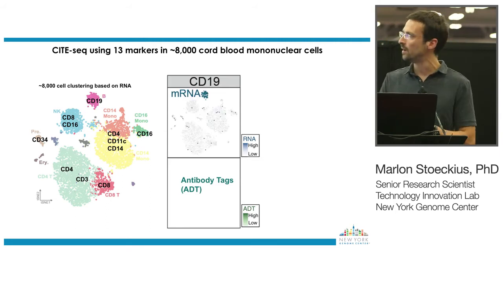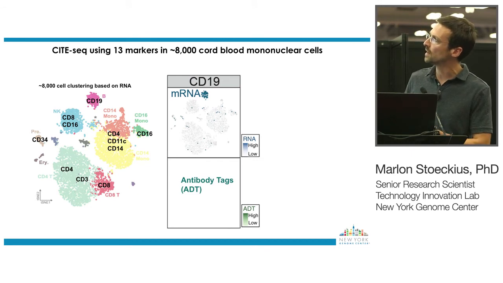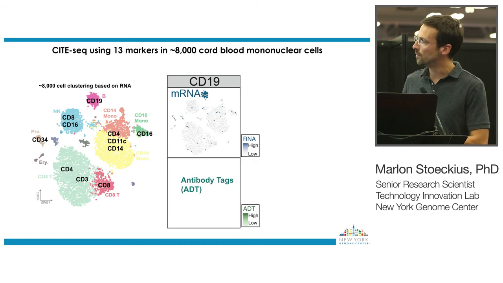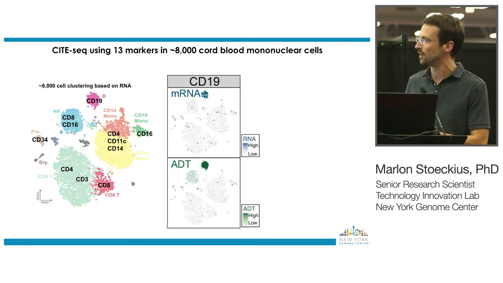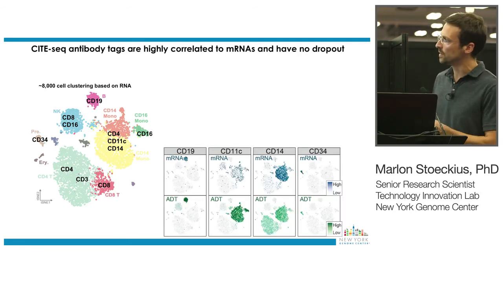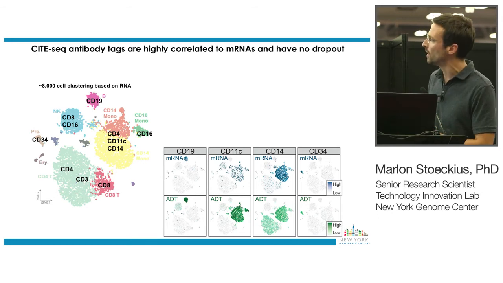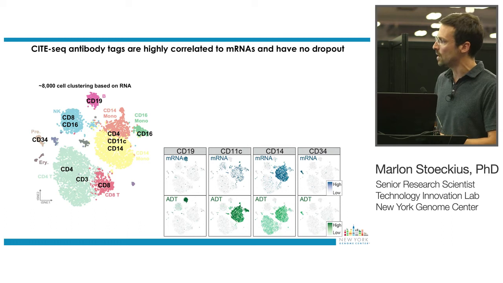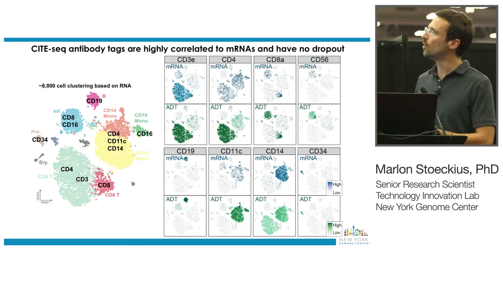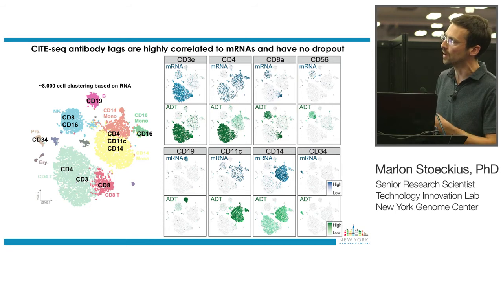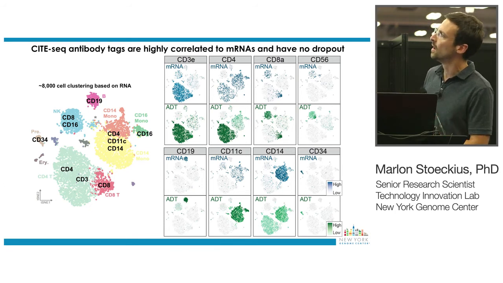So CD19 mRNA is highly expressed in the B cell cluster, as you would have expected, and we also see very, very strong signal for CD19 protein on the B cell cluster. And if you look into the other markers, for example, CD11C is a myeloid marker. We see it on the myeloid cells on the RNA level, but also on the protein level. CD14 is also a myeloid marker. We also see it on the myeloid cells. And even CD34, which is expressed in less than 1% of the cell population in this sample, we pick it up very nicely on the mRNA level, but also on the protein level. So overall, you see that the mRNA and the proteins are very highly correlated.